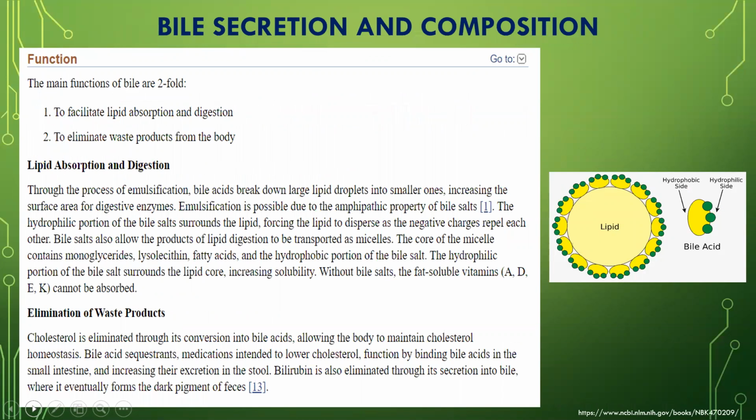The function of the bile consists of two main parts. The first one is to facilitate lipid absorption and digestion, and the second one is to eliminate waste products of the body.